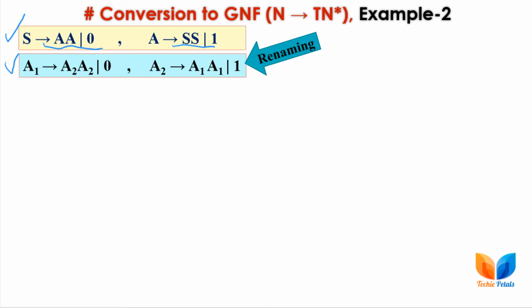In the next step, we have to consider the variables one by one in sequence. We have to convert A1's production rules to GNF first, then we will come to A2, and if any new non-terminal is introduced in this process, we will name it A3, and if more non-terminals are required, we will name it A4. So we will be taking the variables in sequence only.